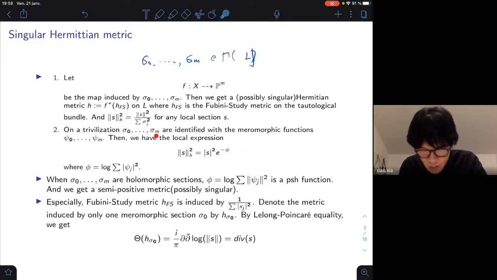Also, there's another way to see this metric, on a trivialization. On a trivialization, you can write this metric this way. This thing called the potential is just equal to log of the sum of the norm squared of the sections here. And when those sections are holomorphic sections, this function phi will be a PSH function, and we will get a semi-positive metric.